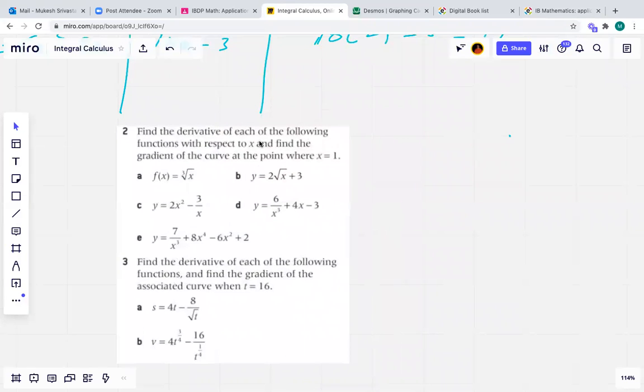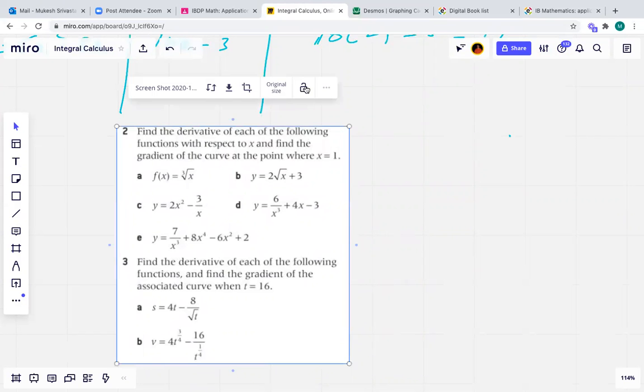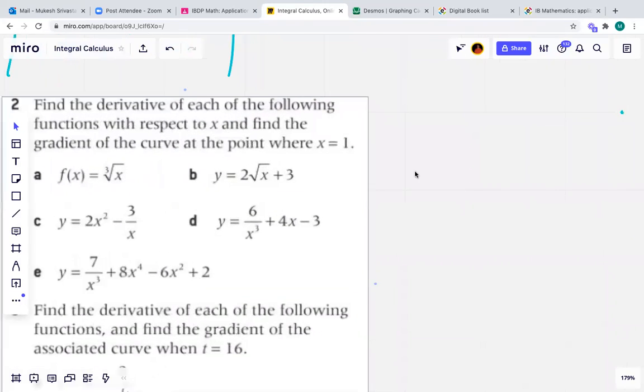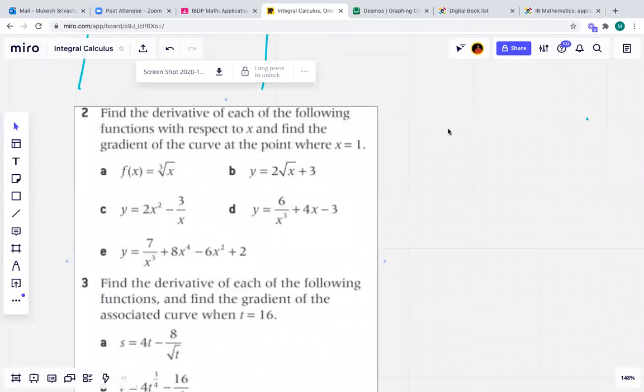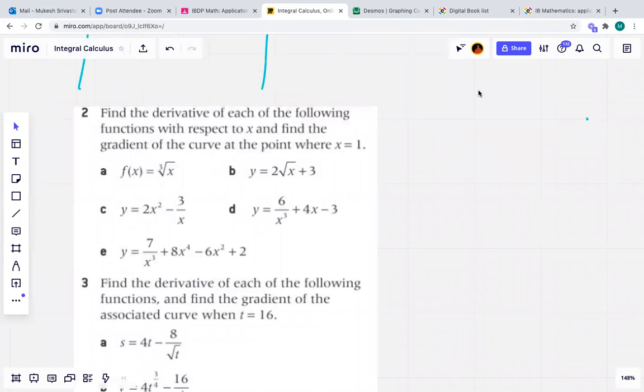Okay, Neil, we will solve only this one, part E. So part E, what is my y? It is 7 upon x cube plus 8x to the power 4 minus 6x square plus 2. I have to find the derivative. So it will be minus 7x, plus 8x.